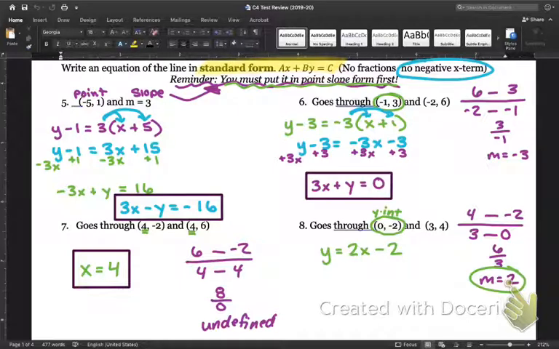I still have to change it to standard form, but look, I don't have a distributive property to do. The only thing that's out of place is that x term. I need to move it to the left by subtracting it. And no negative x term allowed, so we're going to change the sign of every term.